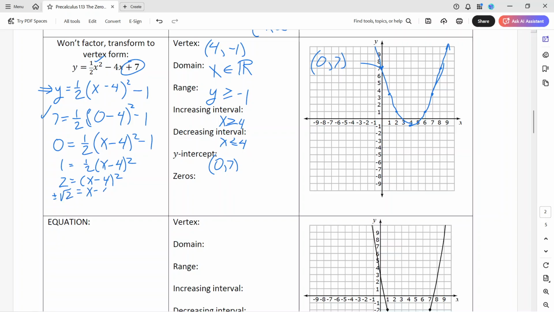So x minus 4 is equal to plus or minus the square root of 2. Move the 4 to the other side. X is equal to negative, I'm sorry, not negative. X is equal to 4 plus or minus the square root of 2.